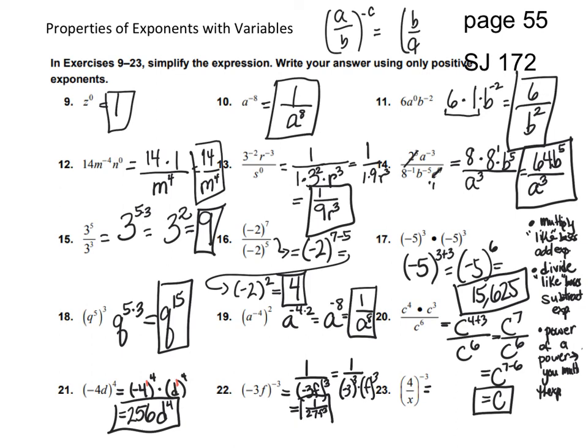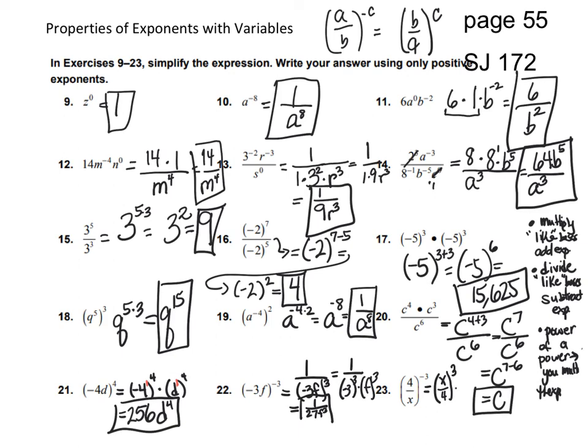So a divided by b turns into b divided by a, and then make that a positive exponent. That's all you have to do. Do the reciprocal of your fraction, make that a positive exponent. That's what I'm going to do here. So my first action is to do the reciprocal of 4 over x and make that a positive 3.